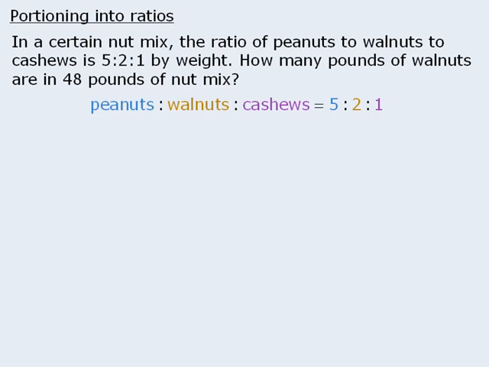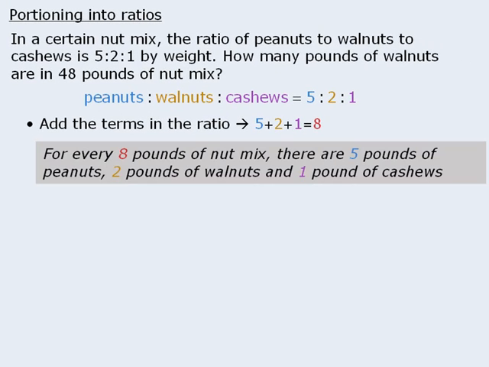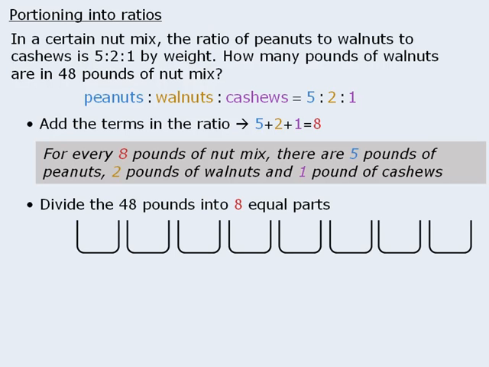This ratio tells us that for every 5 pounds of peanuts, there are 2 pounds of walnuts and 1 pound of cashews. To solve this question, we first add the terms in the ratio to get a sum of 8. This tells us that for every 8 pounds of nut mix, there are 5 pounds of peanuts, 2 pounds of walnuts, and 1 pound of cashews. At this point, let's divide the 48 pounds of nut mix into 8 equal parts. When we do this, we get 6 pounds of nuts in each part.